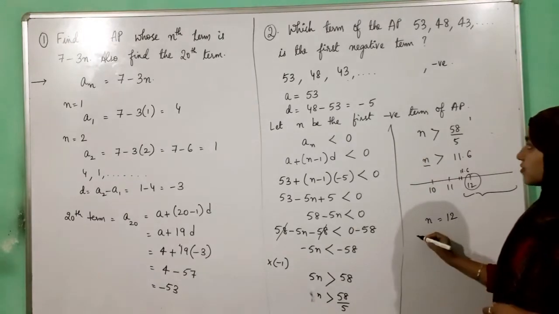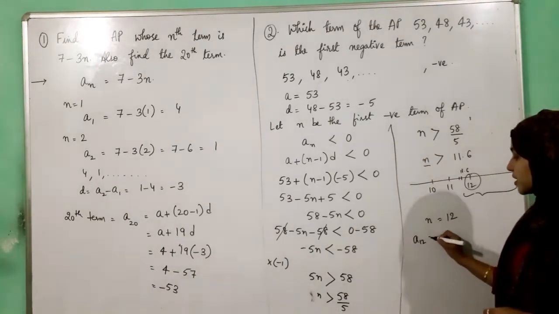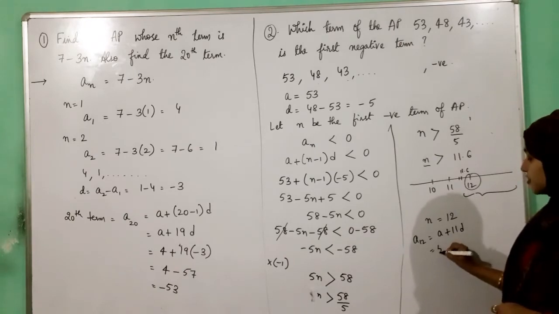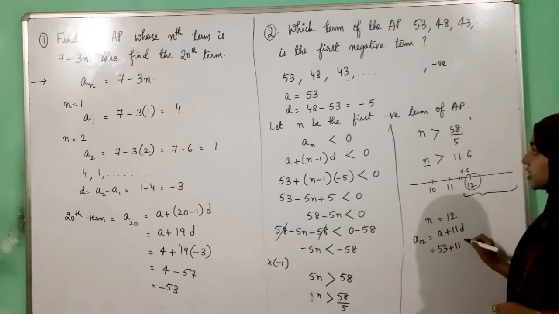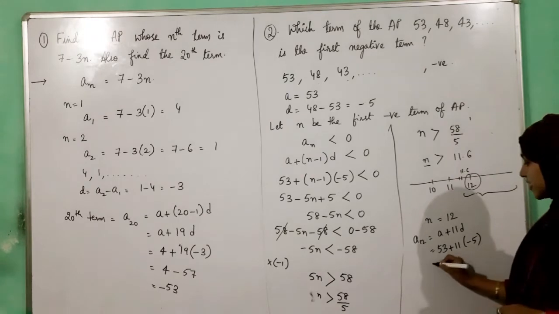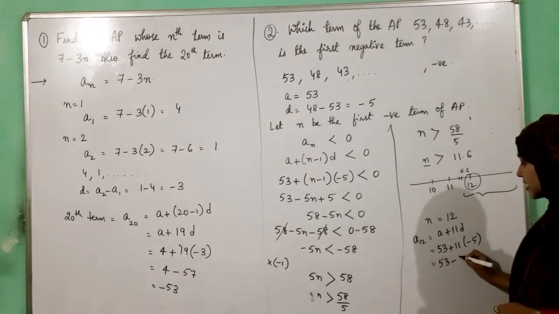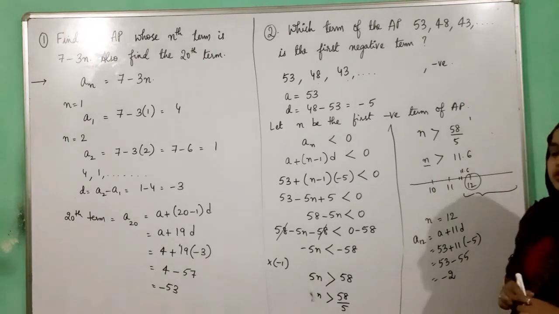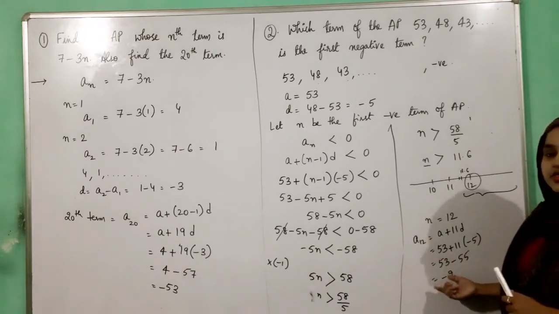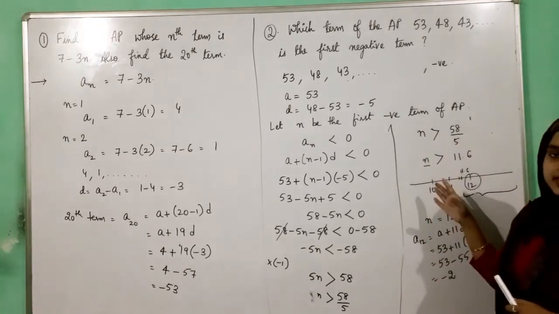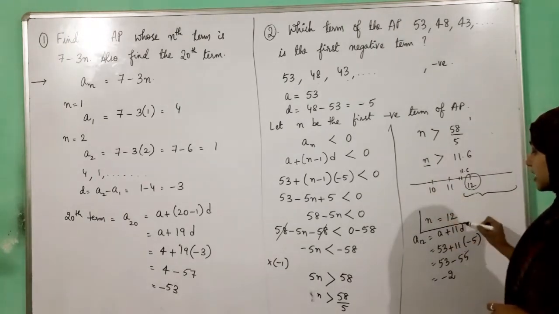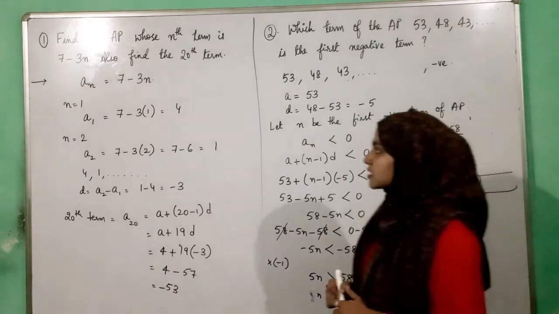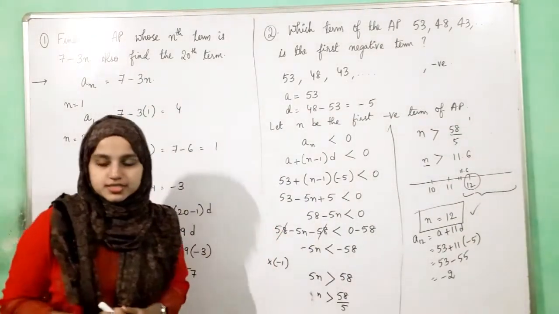Okay. So you can always check. A12 will be how much? A plus 11D. A is how much? 53 plus 11 into D, which is minus 5. So 53 minus 55. So it is minus 2. So the 12th term is minus 2. So this is the first term where it becomes negative. Okay. So our answer is what? n is equal to 12. Bingo. Right. So let's move to the next set of questions.